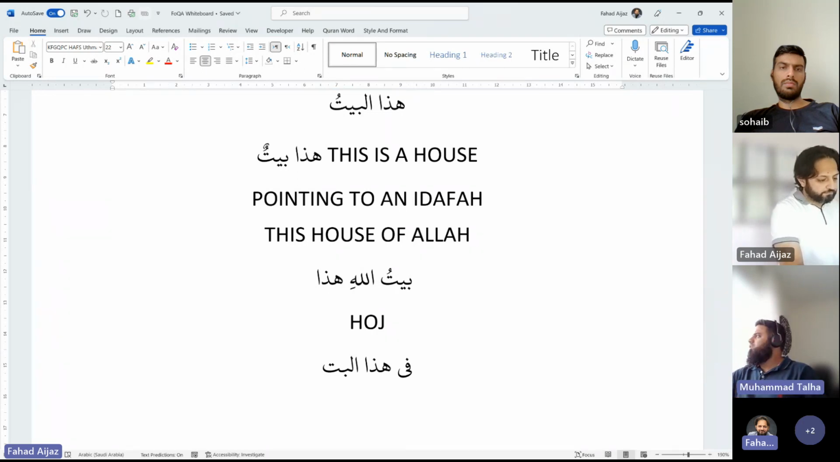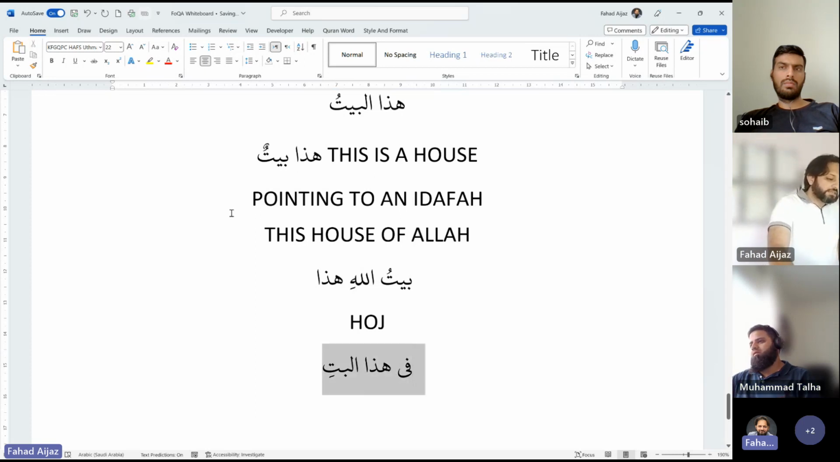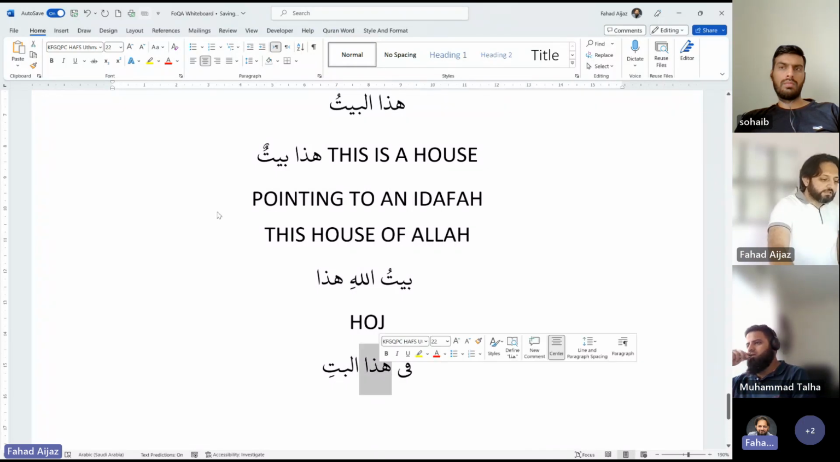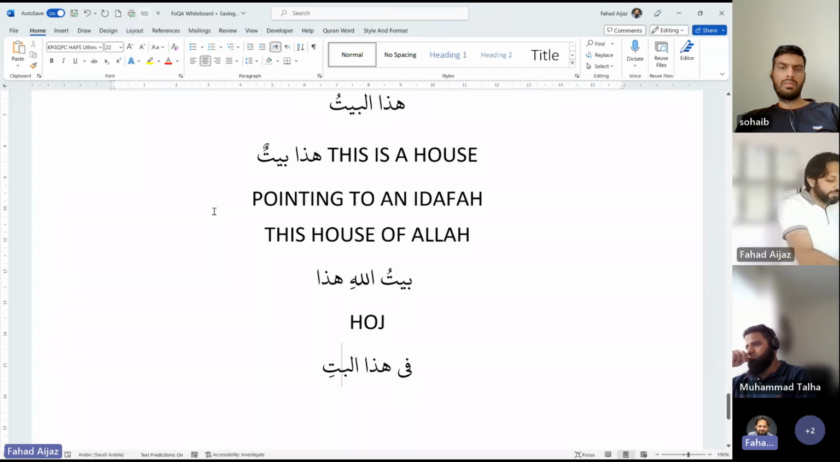Harf of jar. It cannot be baytu, it will be bayti, because it will become a whole fragment. Because fi and haza are harf of jar, right? Haza looks the same in rafa, nasab and jar. So this is harf of jar. Haza is jar. Because haza is jar, you will have bayt also in jar.